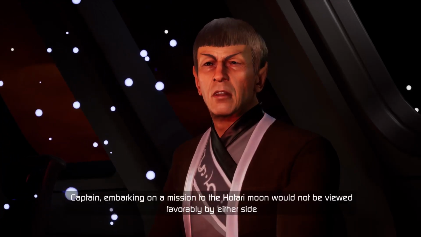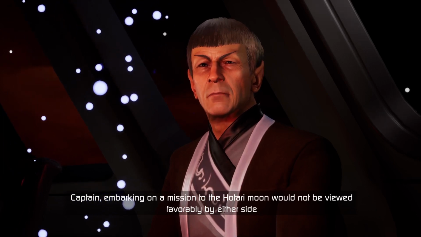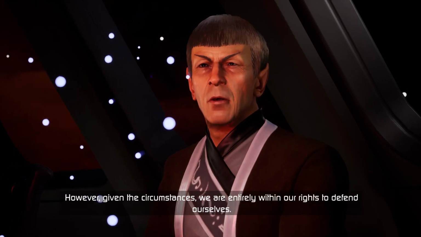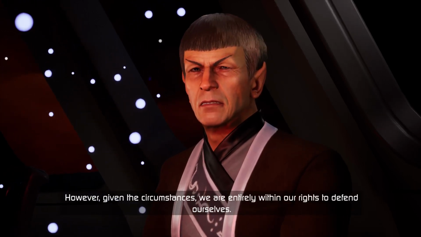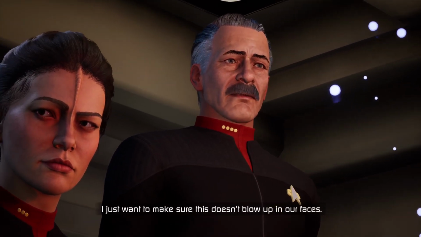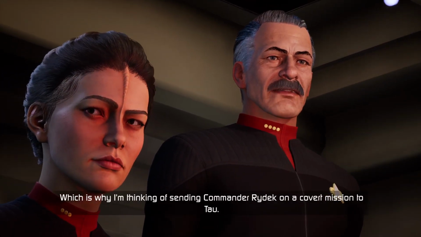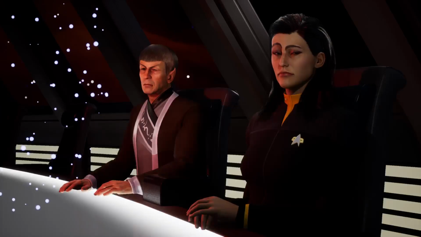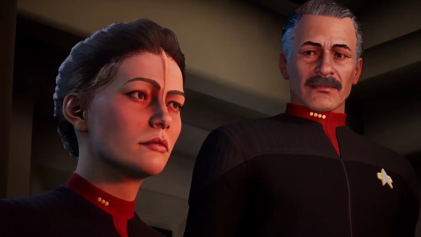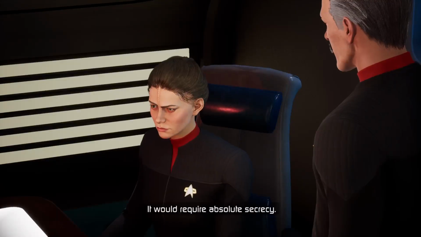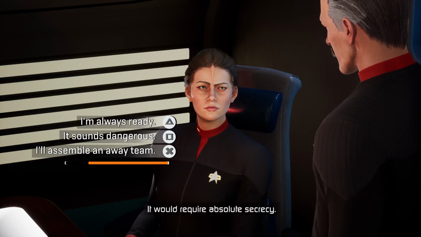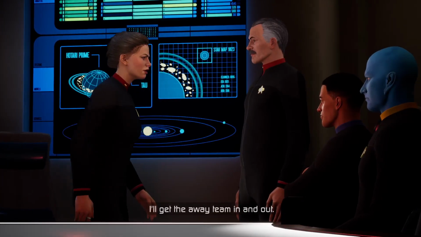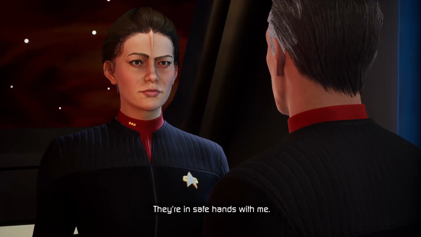Captain, embarking on a mission to the Hotari moon would not be viewed favorably by either side. However, given the circumstances, we are entirely within our rights to defend ourselves. I just want to make sure this doesn't blow up in our faces. Which is why I'm thinking of sending Commander Rydek on a covert mission to Tau. Assuming you're up to the task. It would require absolute secrecy. Obviously, it's not without risk. I'll get the away team in and out. They're in safe hands with me.